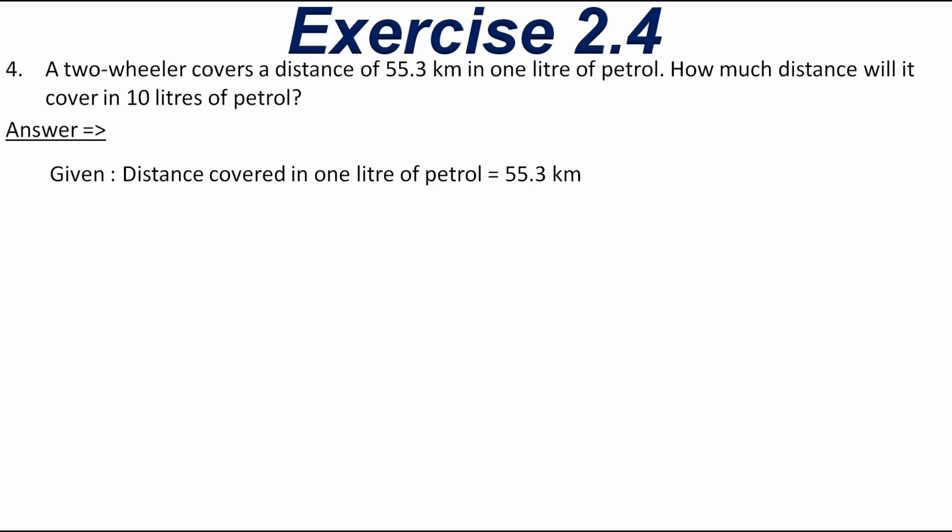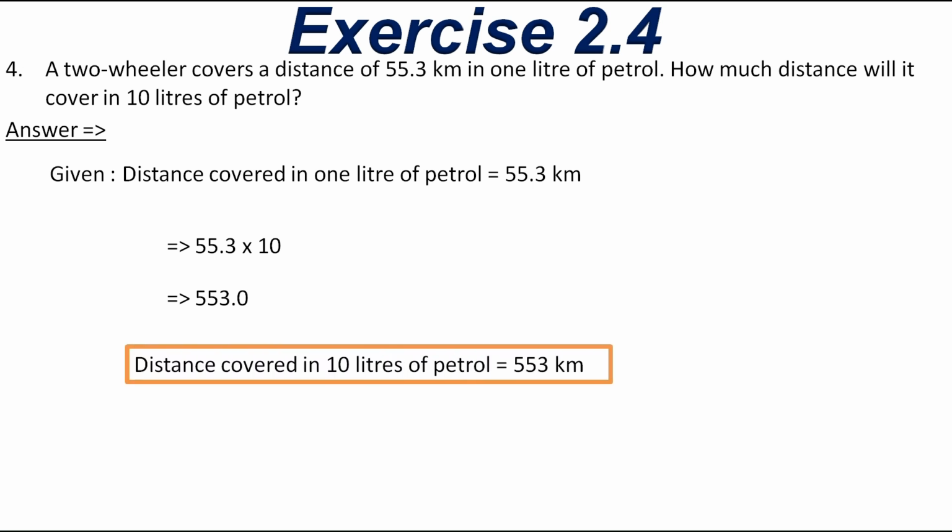So what we have to do, see here, for 1 liter it is using 55.3 and for 10 liters we have to find out. That means we have to multiply this 55.3 with 10. As I told you just now, whenever we have any decimal number multiplied with 10, 100 or 1000 like that, then we just shift the decimal point towards the right side as many zeros as there are. Now here we have 10, that is having only one zero. So we will move the decimal point towards the right by one digit. So the number will become 553.0. That means distance covered in 10 liters of petrol is 553 km.